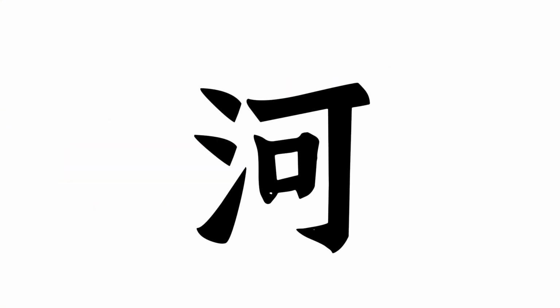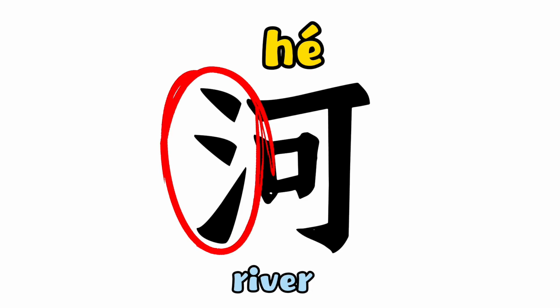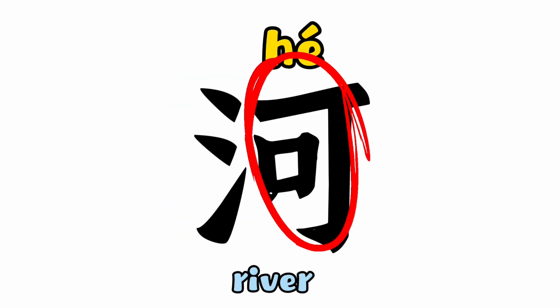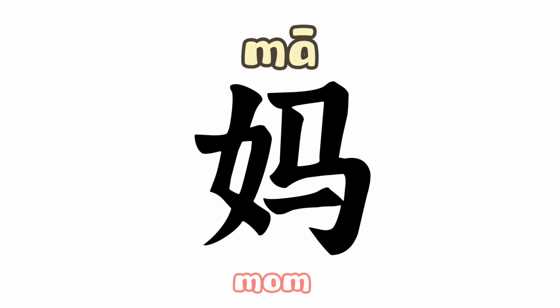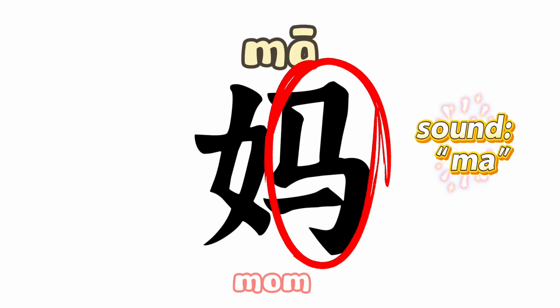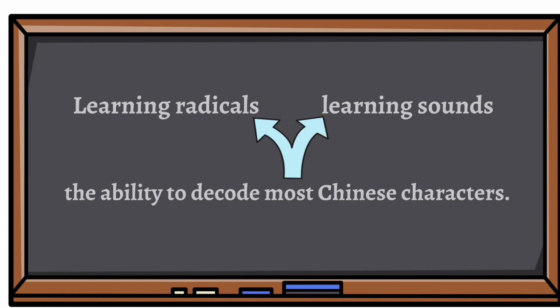For example, 河, river. The water radical of 3 dots tells you it's related to water. And 可 gives the sound 和. Another example, 妈, mom. The 女 radical shows it's related to woman, and the 马 gives the sound 妈. So if you learn radicals and sounds, you can decode most characters.